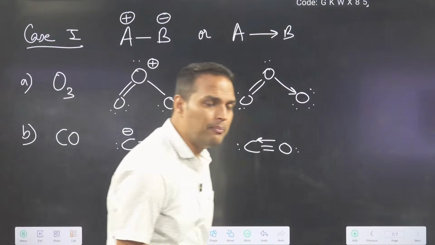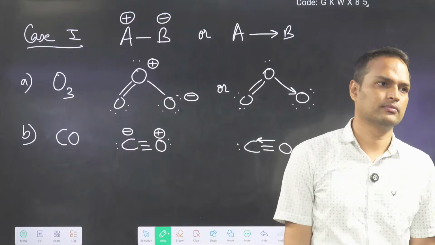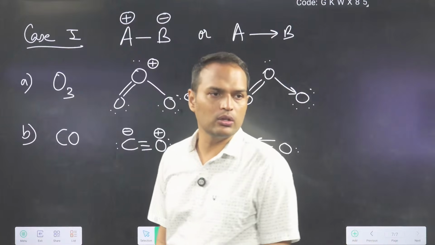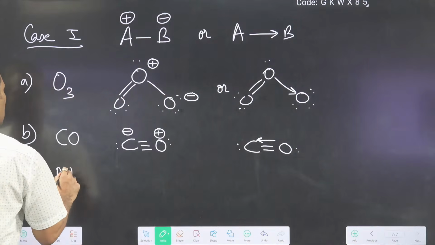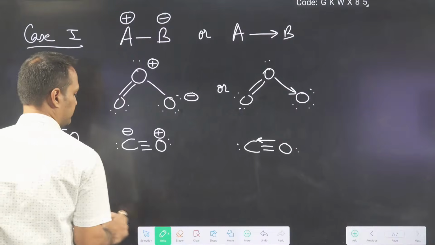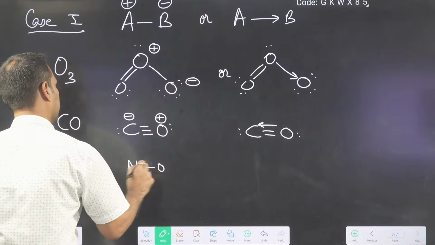NaCl is an ionic compound. All this we have to do in what? Covalent. This we have to do in what? Covalent. Very good. People have written, sir, third one also, NO3 minus. Very good.